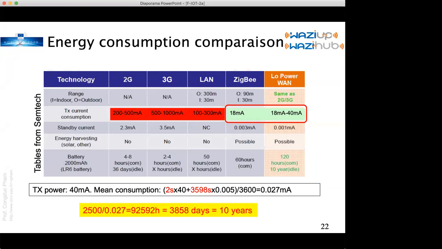And if we still take the capacity of the regular batteries and we divide it by the mean consumption, then we see that we greatly increase the lifetime of our internet devices. So we go from 3 months to something like 10 years.